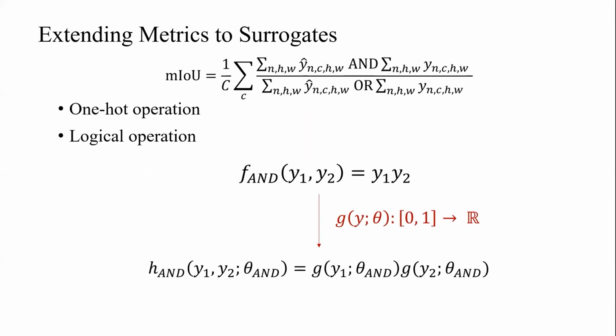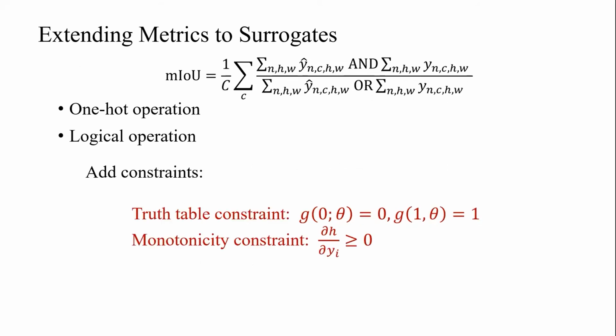So to adjust the gradients of these extended logical functions, we introduce a G function, which remaps the y1 and y2 to the real domain. The G function has parameters theta that can be adjusted. So the loss surface, when you drive network training, can be controlled by these parameters. Here we show the parameterization of the AND function denoted by h_AND. By introducing the G function, we can optimize the parameterized logical functions according to the performance when driving network training.